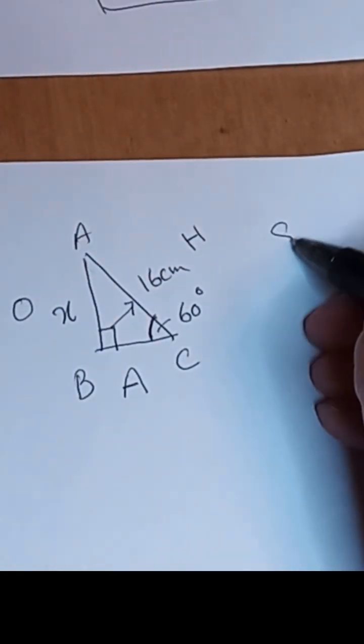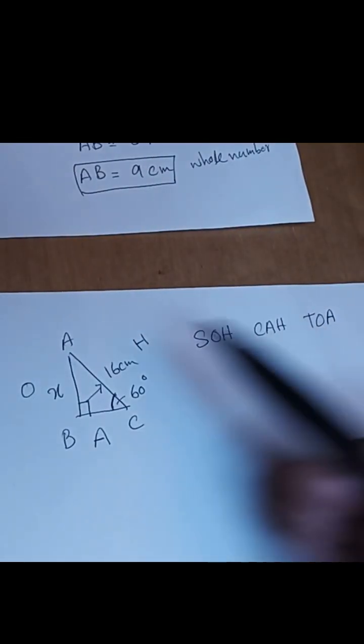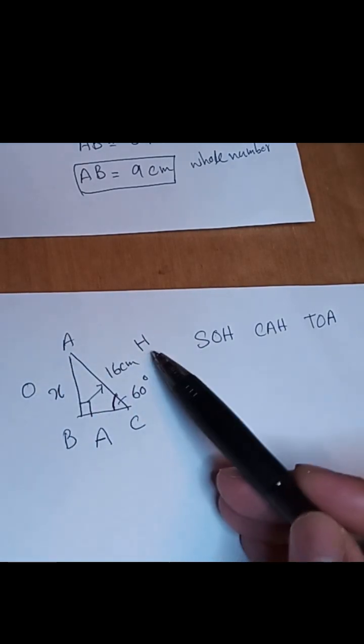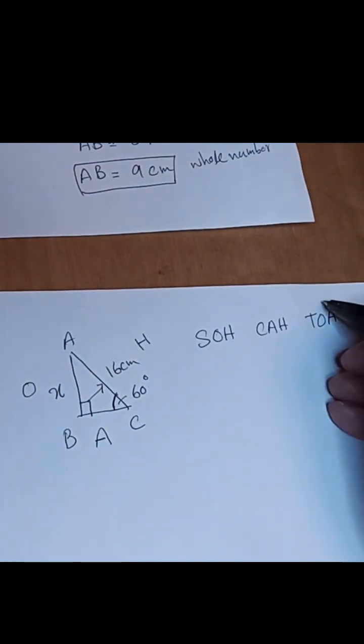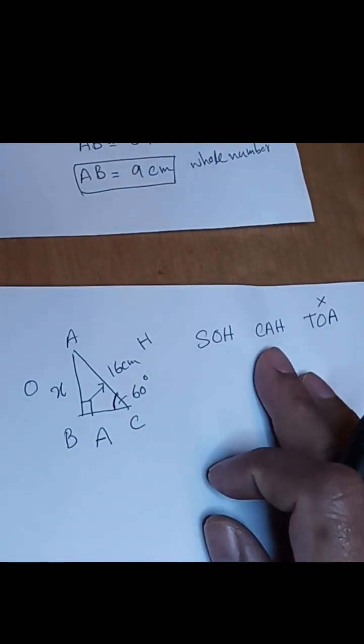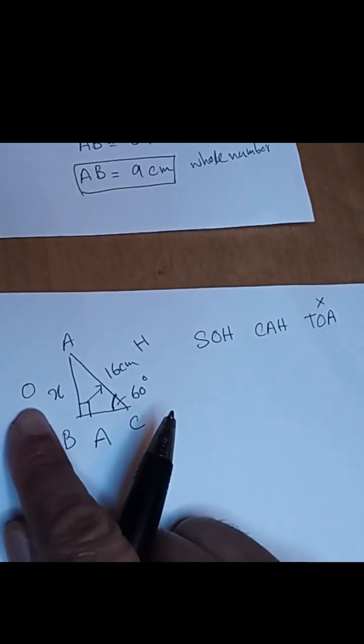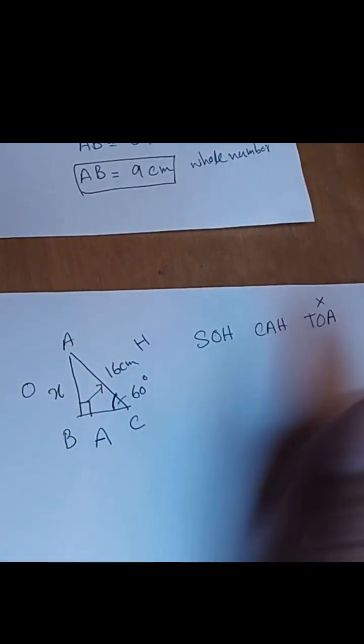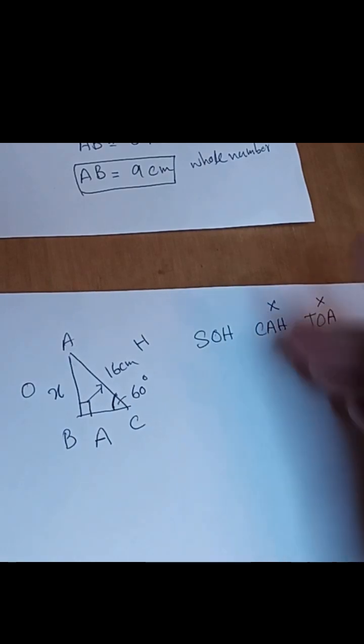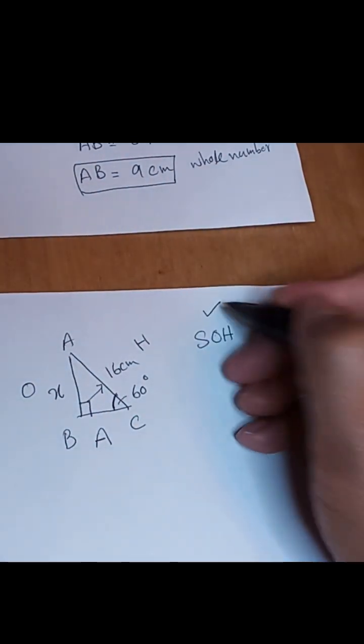So let's see SOH CAH TOA. Which ratio are we going to use? Can we use O and A? O we need to find out, H is given, so we can't use this one. Let's see this one, A and H. We are not interested in A, we're looking for O and we have H given, so we can't use this one as well. So what is left? We're left with SOH.